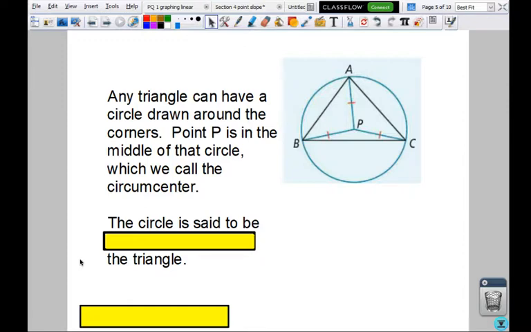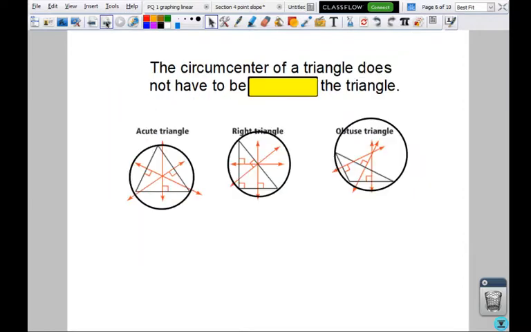And, yeah, don't worry about this part down here. That's not a big deal. So just kind of another way of looking at it. If you drew a circle around a triangle and it touched all 3 corners, the very middle is the circumcenter. The interesting thing about this is that the circumcenter is not always inside the triangle.